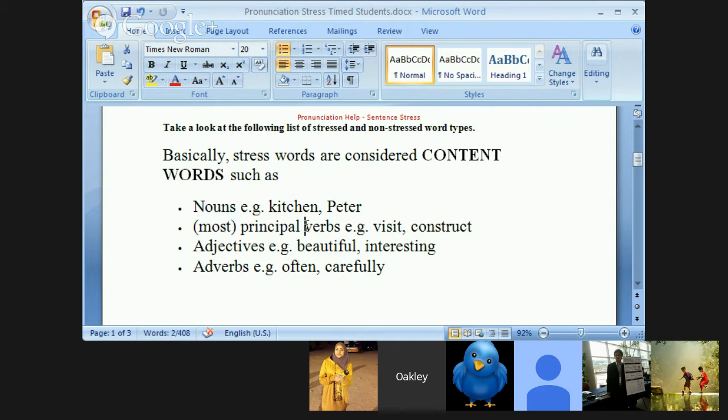All right, most principal verbs, well, don't worry about that. Just consider verbs to be content words. They usually are. The verb to be can be an exception. That sometimes is non-stressed. But all verbs are really content words. However, Salwa, what are verbs? After the noun, they describe the action of a sentence. Yes. They describe what? Action. Actions? Okay. Usually they do.